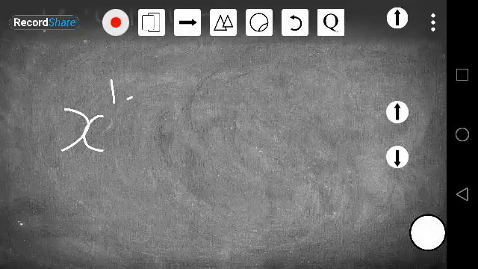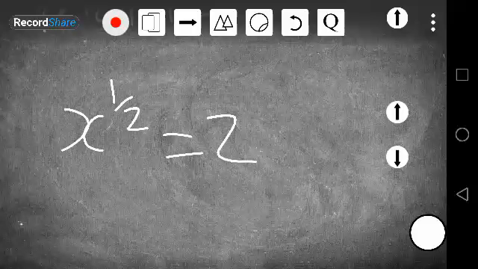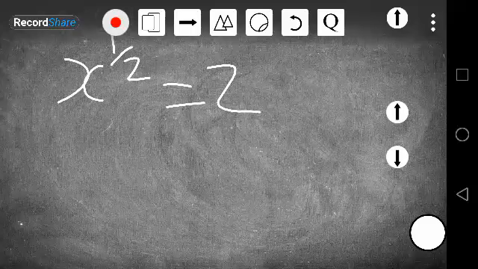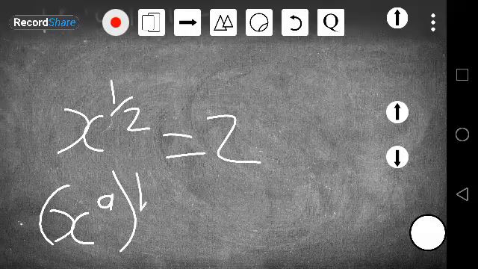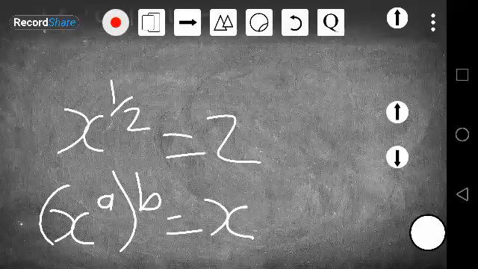You are given x to the power half is equal to 2. You are required to find x, or to solve this equation. How do you go about it? We use this law: x to the power a, all to the power b, is equal to x to the power a times b.